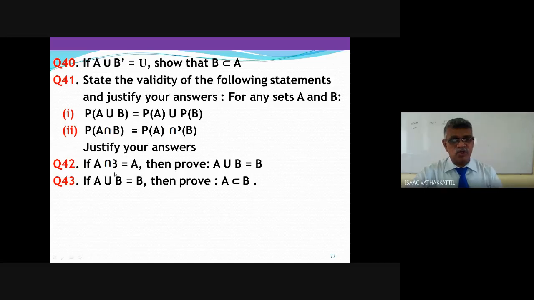Further, question number 42. If A intersection B is equal to A, prove that A union B is equal to B. See, the question is again coming to your mind. If A intersection B is equal to A, prove that A union B is B. Let's see how we get it. Further, if A union B is equal to B, prove that A subset B.